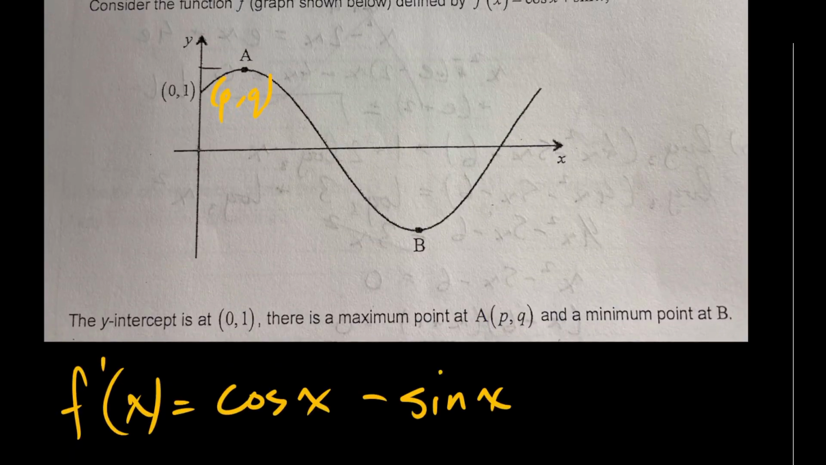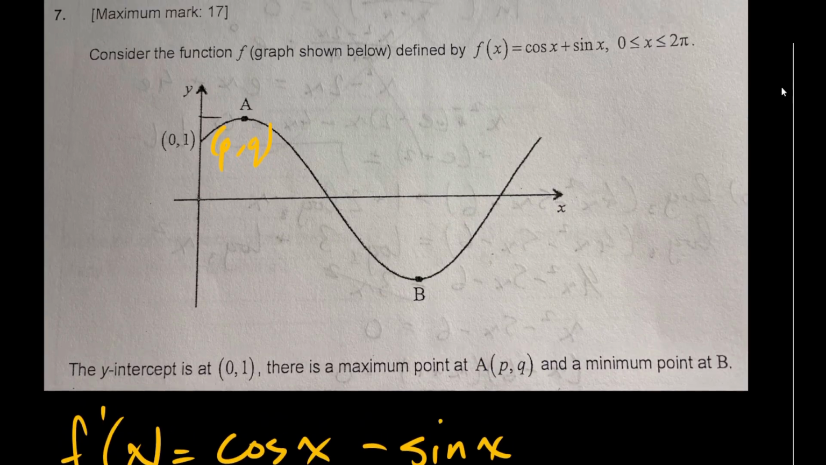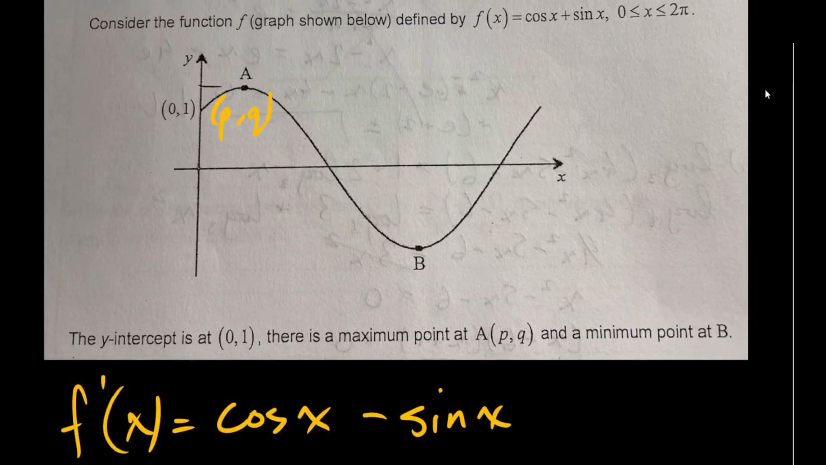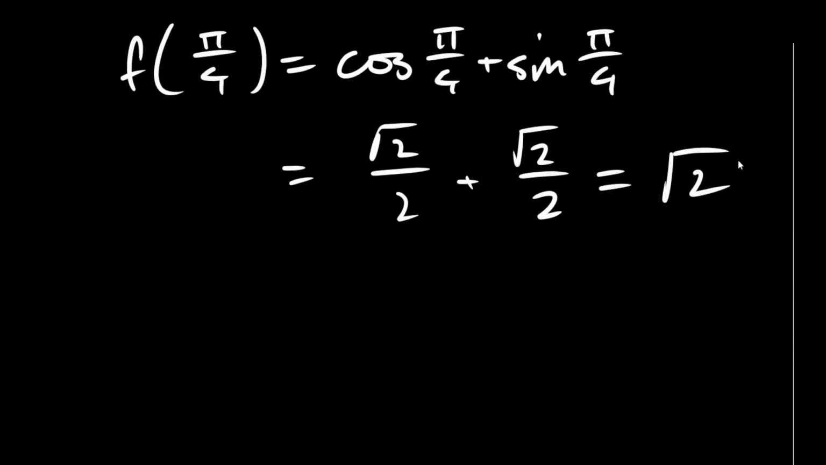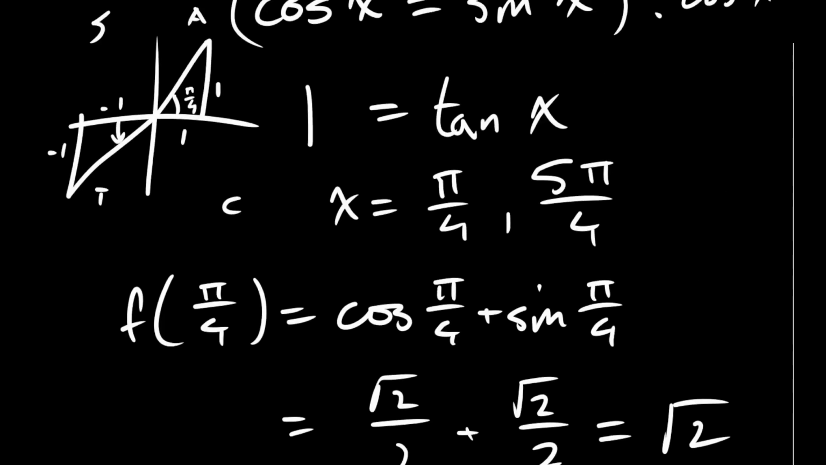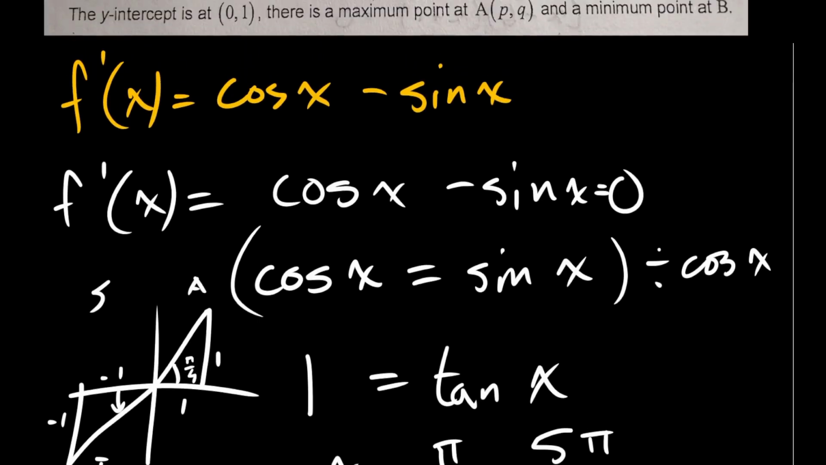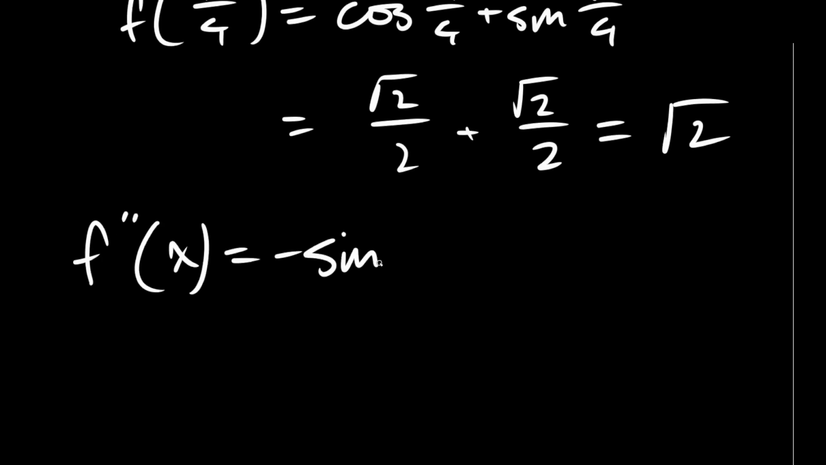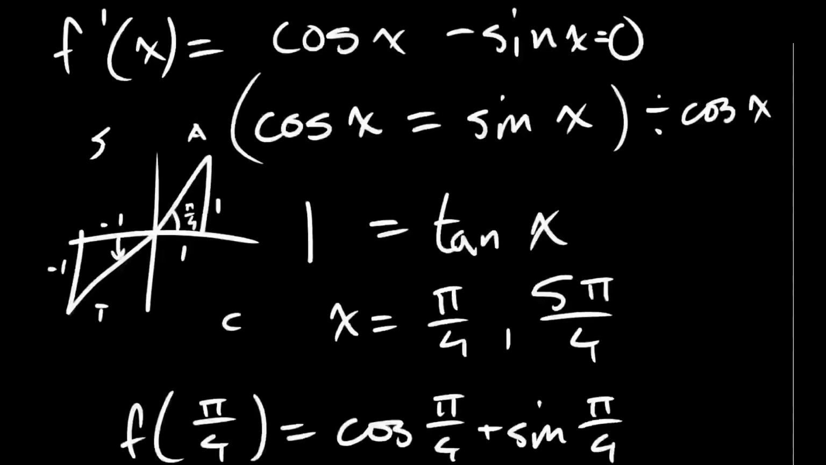And it says to verify that A was a maximum, and I guess when IB asks you to verify something, they want you to take the second derivative and check for sure. So we'd have to find where the second derivative is less than 0. So to find the second derivative, we had cosine x minus sine x, so the second derivative is just going to be equal to negative sine x minus cosine x. Very negative. All right.